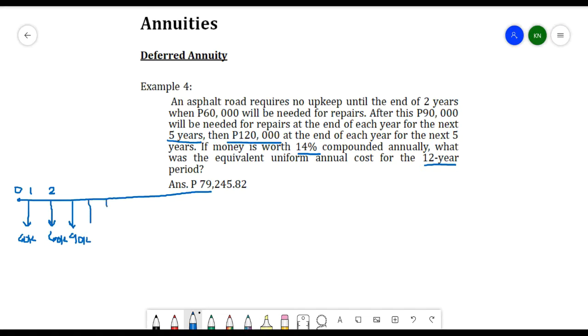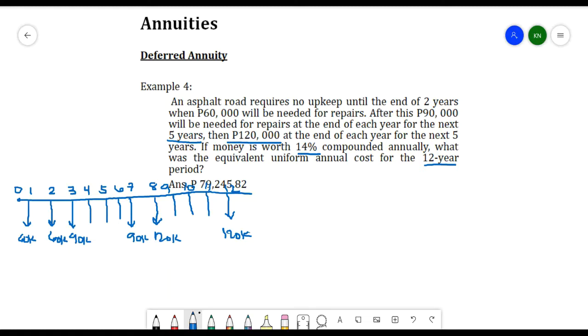This one as well, 2, 4, 5. So these are 90K each. And for the next 5 years, we have 120K each. 2, 3, 4, 5. So we have 120K. So this is 3, 4, 5, 6, 7, 8, 9, 10, 11, 12. So that is what is needed, the money needed for the 12-year period.